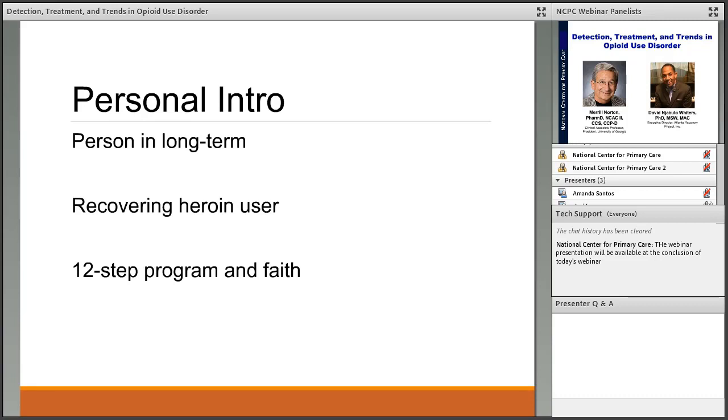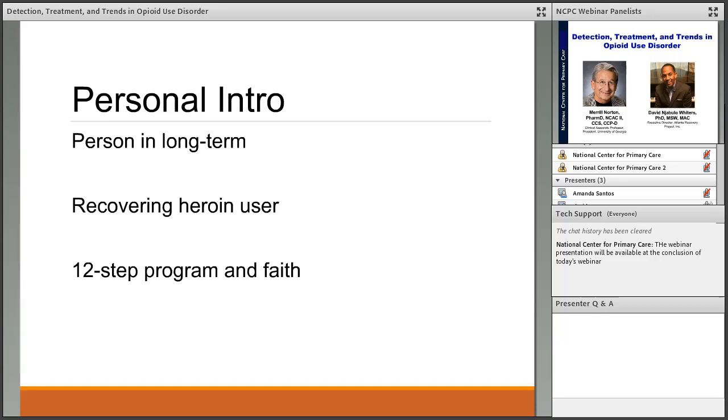I'm a person in long-term recovery, and what that simply means is that it's been more than 33 years since I used any drugs. I'm a recovering heroin user. I achieved my recovery initially in a 12-step program that I'm still a faithful member of, but I've added my faith to my recovery paradigm. I'm also a Christian, so I utilize both programs to help sustain me and grow me in my recovery.